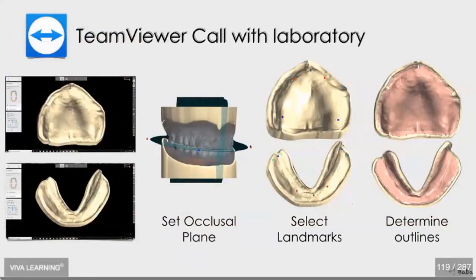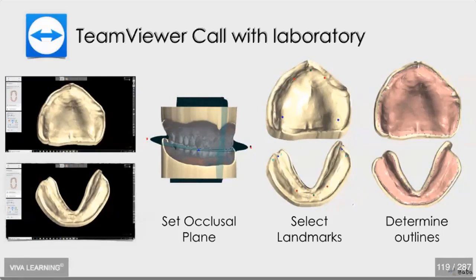Then you send all the material to the lab along with the bite restoration. And then what they do is they're going to scan the intaglio surface of the dentures, and using the duplicates, because this is what's going to provide the vertical dimension. So it's going to set the occlusal plane.